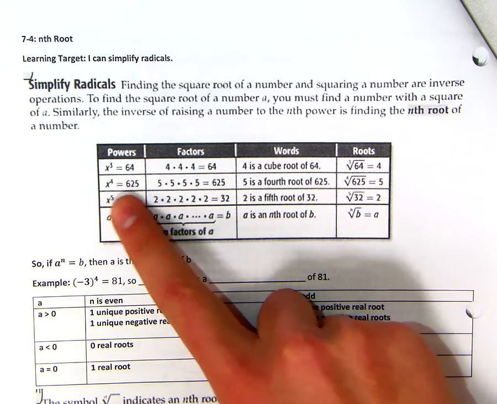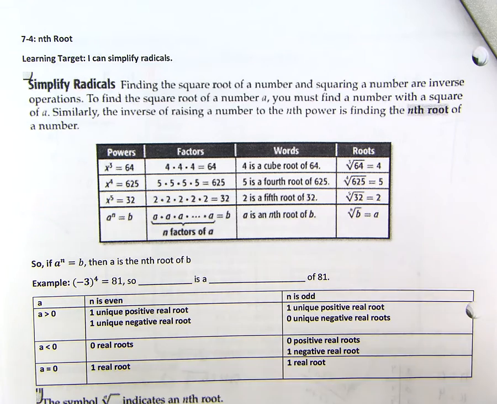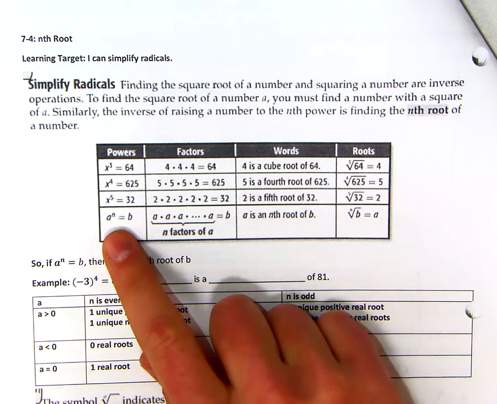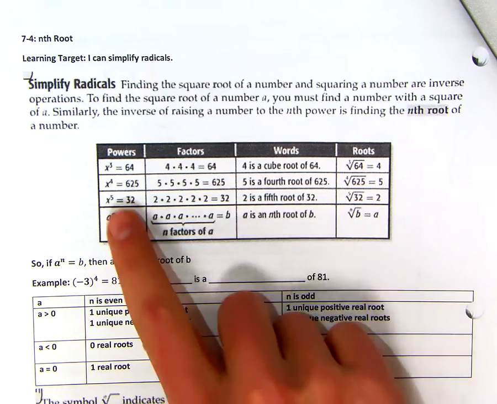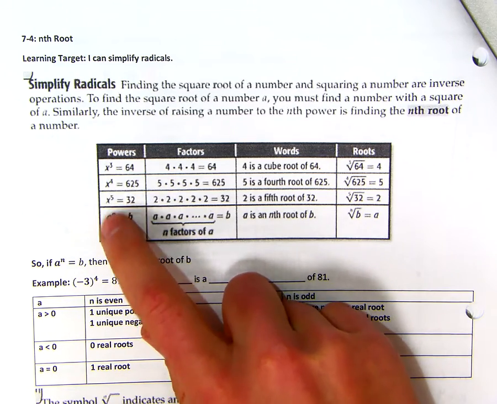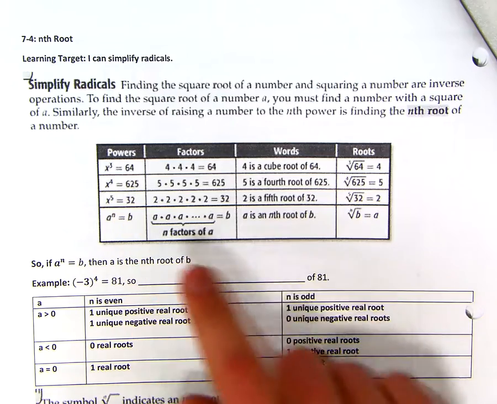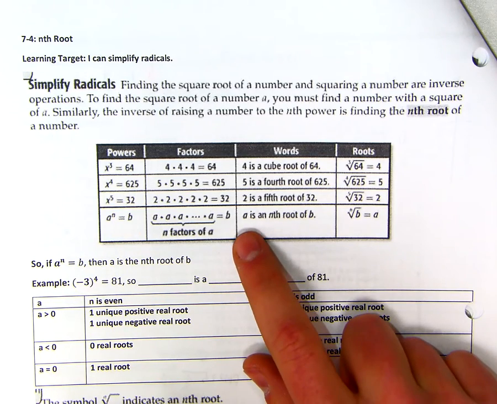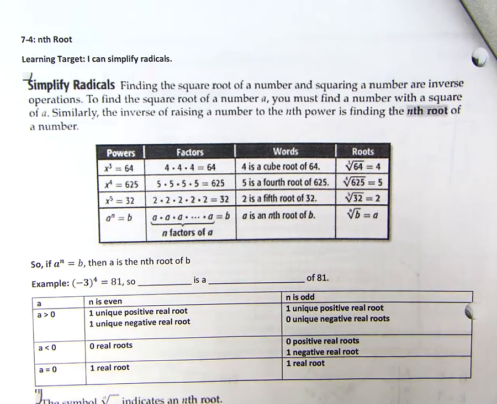Same thing if we had, what's the fourth root of 625? Well, you find out it's 5. 5 times 5 times 5 times 5 is 625. This is the general case. So for this first part, a is just x, n is 3, and this b is 64. A is the nth root of b. It works out for everything then.